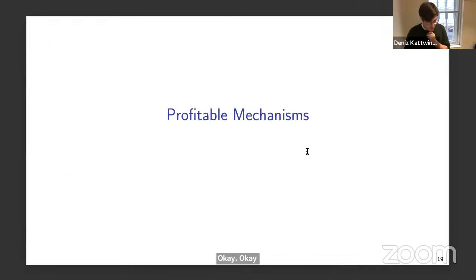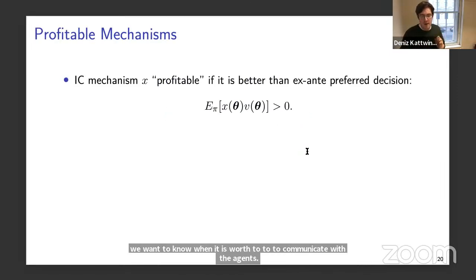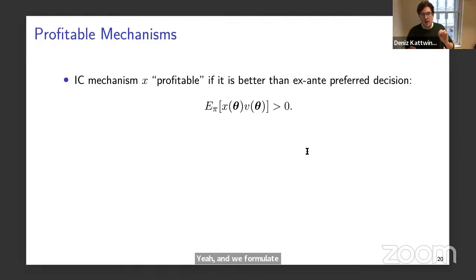With this, we go to the next step. Now we understand somehow what the implementable mechanisms are, but we want to know when it is worth to communicate with the agents. And we formulate this question formally. Remember, we normalized everything such that if you're not able to talk to the agents, then you would always choose the right action and get 0.